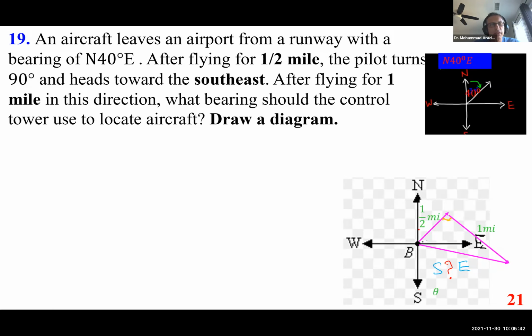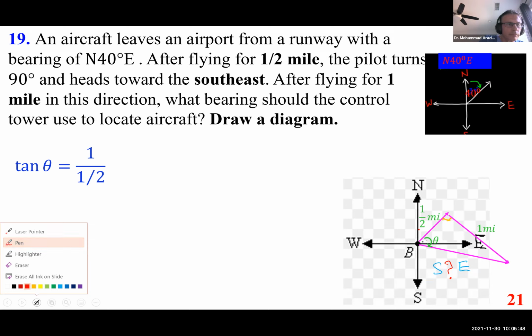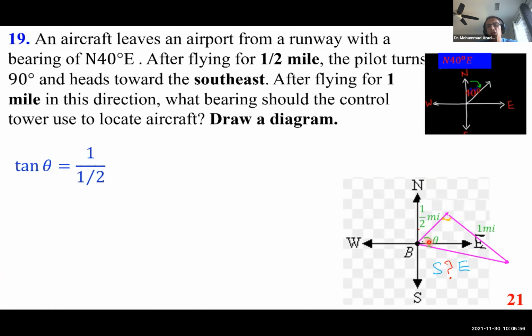All right, so again, we notice that this angle is theta, and the tangent can be found as the opposite, which is 1 mile, over the adjacent, which is 1/2. 1 over 1/2 is 2. So theta is tan inverse of 2. Using a calculator, we get 63.43 degrees. So this angle is 63.43 degrees.